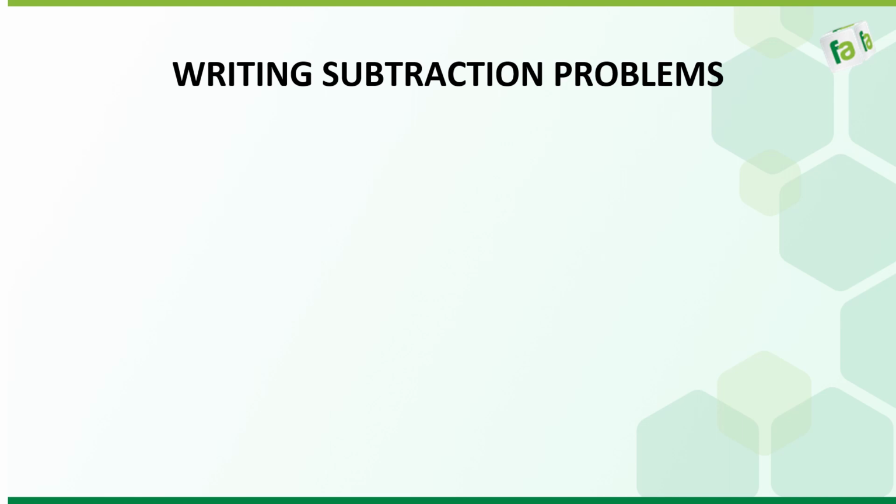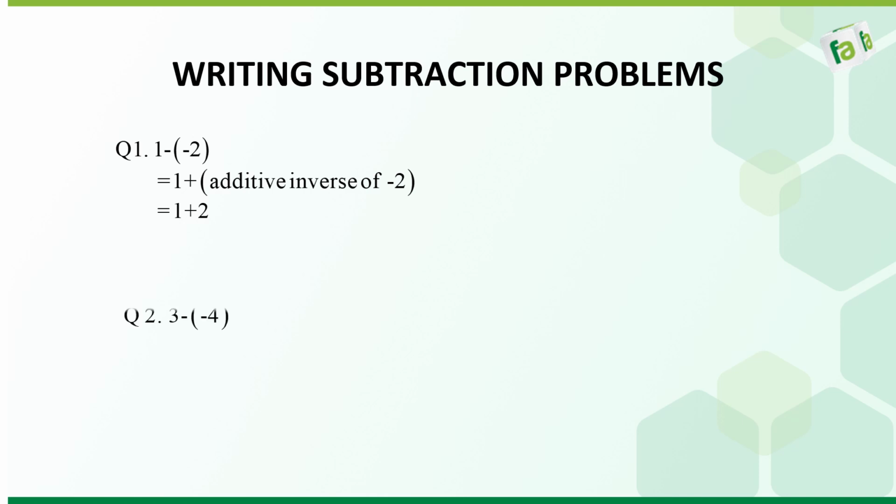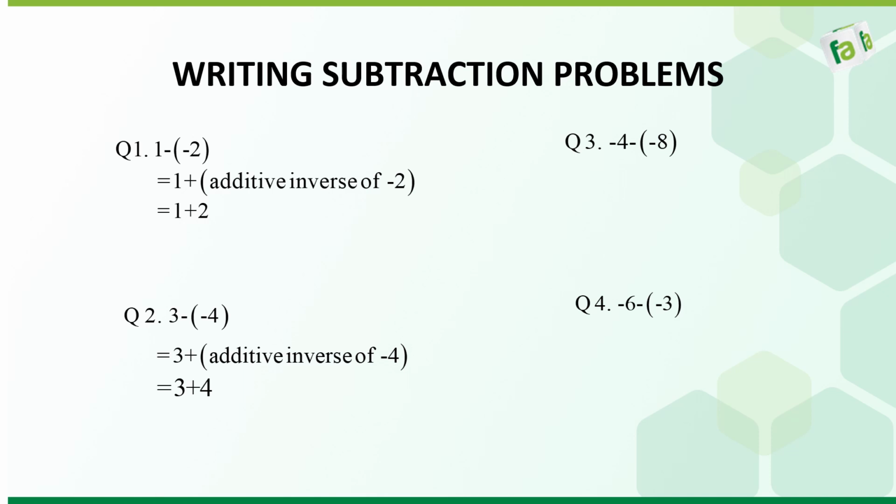Now, let us take some quick examples and learn how to write subtraction problems appropriately. For instance, 1 minus minus 2. It can be written as 1 plus additive inverse of minus 2, 1 plus 2. Next is 3 minus minus 4, 3 plus additive inverse of minus 4, then 3 plus 4. Similarly, you can write these subtraction problems appropriately.